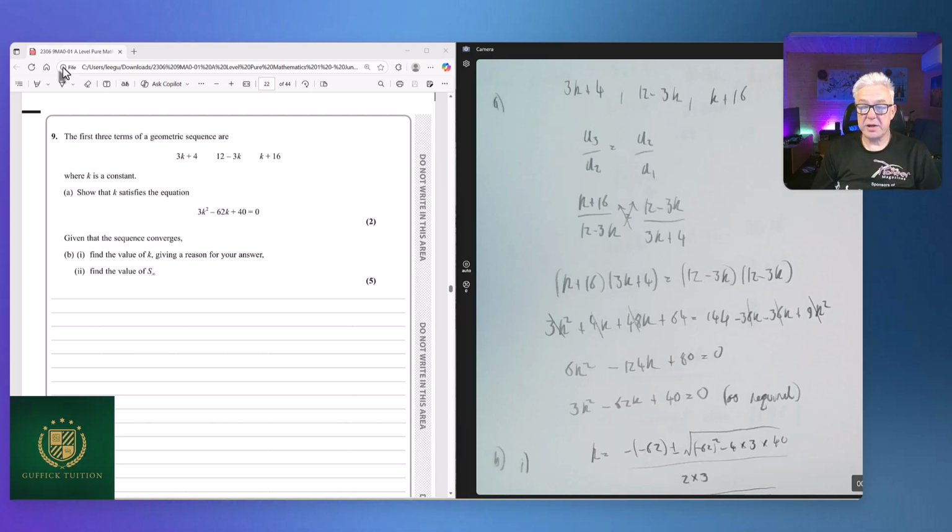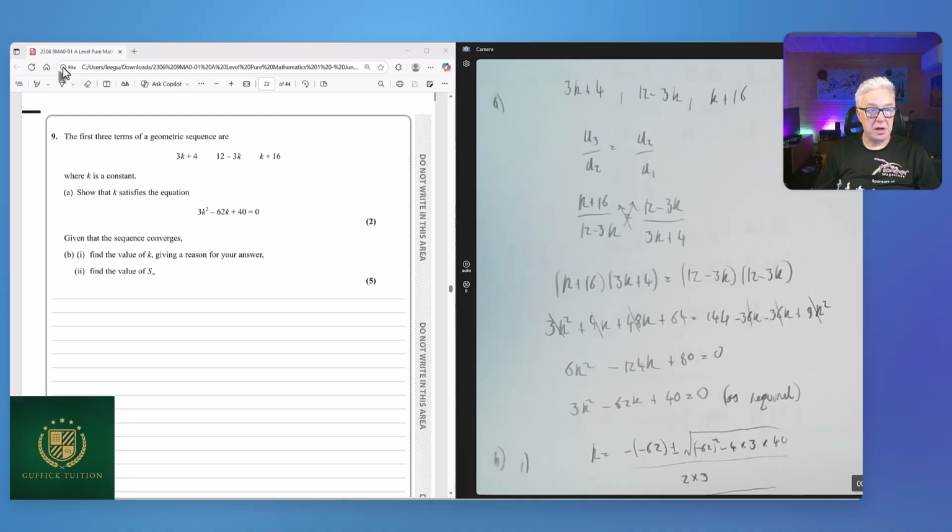Hello everyone, this is question 9 on paper 1 from 2023 Edexcel, and we've got a geometric sequence question. It says the first three terms of a geometric sequence are 3k + 4, 12 - 3k, and k + 16, where k is a constant. Show that k satisfies the equation 3k² - 62k + 40 = 0.